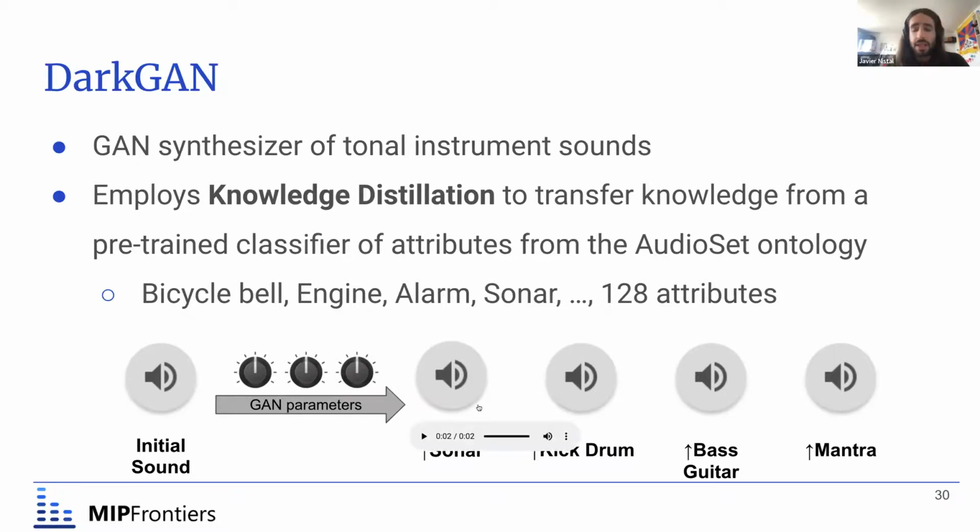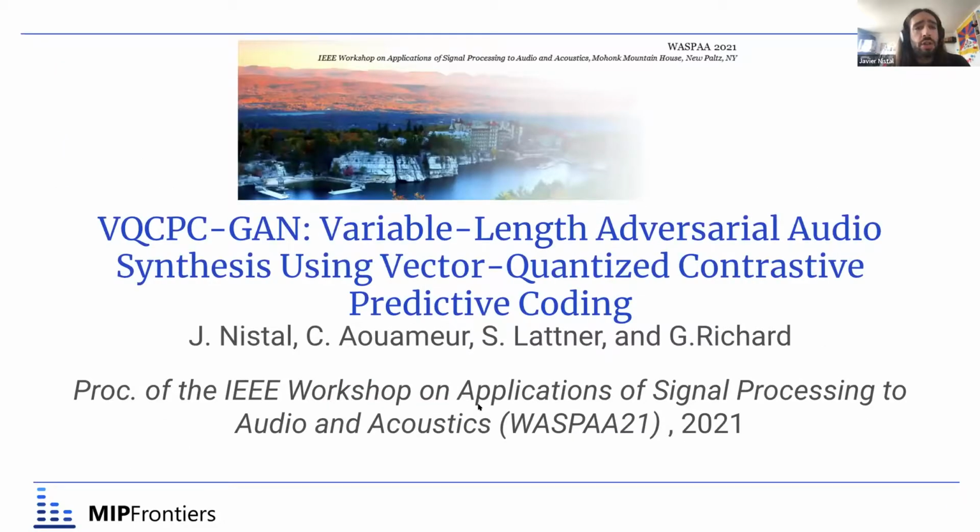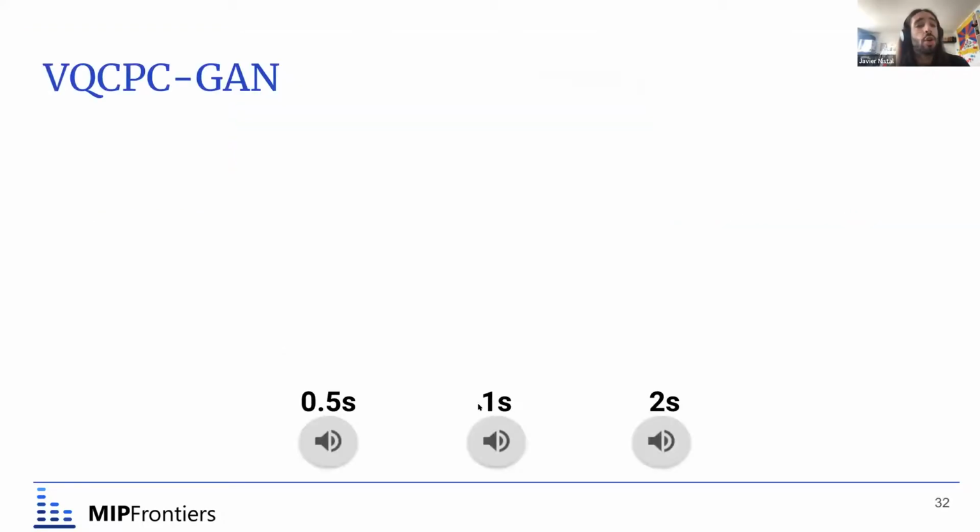Pretty fun. So our fourth article was published at WASPAA 2021, and it is entitled VQCPC GAN, Variable Length Adversarial Audio Synthesis using Vector Quantized Contrastive Predictive Coding. One limitation of most applications of GANs to audio synthesis is that they can only generate audio of fixed duration. While this is a natural choice for images, in music, we are generally interested in generating sounds of any duration, of course. And the main problem with GANs is that it is not obvious how to allow sequential generation while preserving the global coherence across the whole generation span.